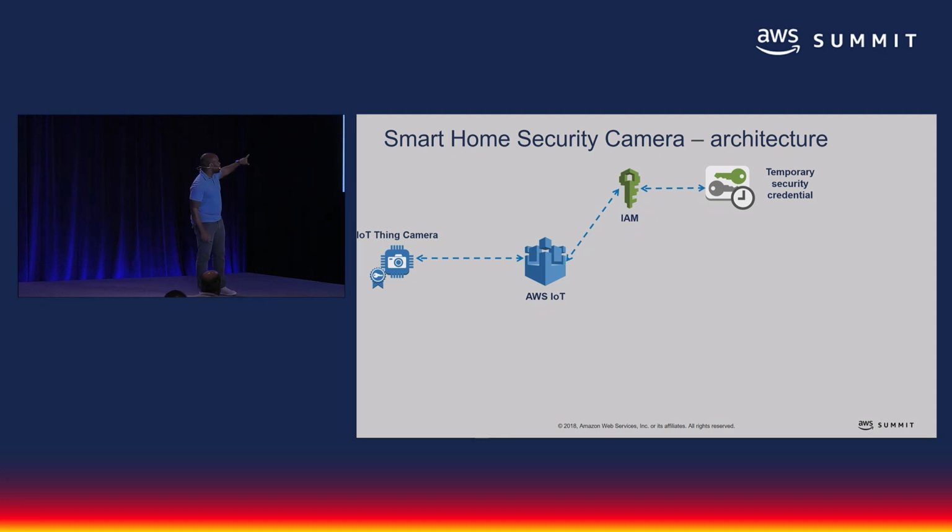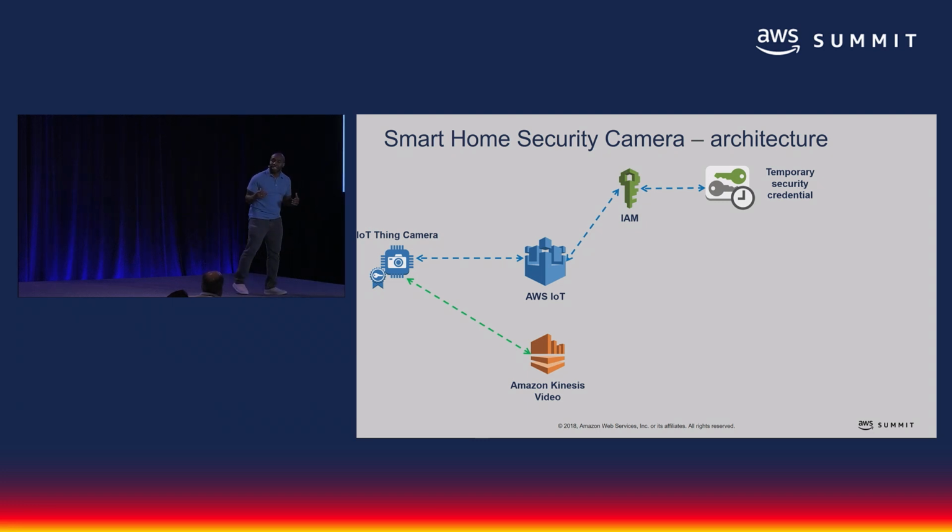What we'll do using this credentials provider service is we'll look at the role you want us to assume for that device, go and get permissions for it, and then turn around and send it down to the device. At that point, I'm going to start streaming video to Amazon Kinesis Video. So again, kind of in a smart home use case.